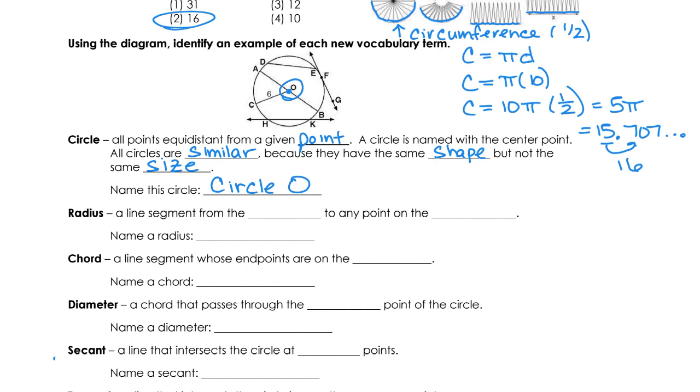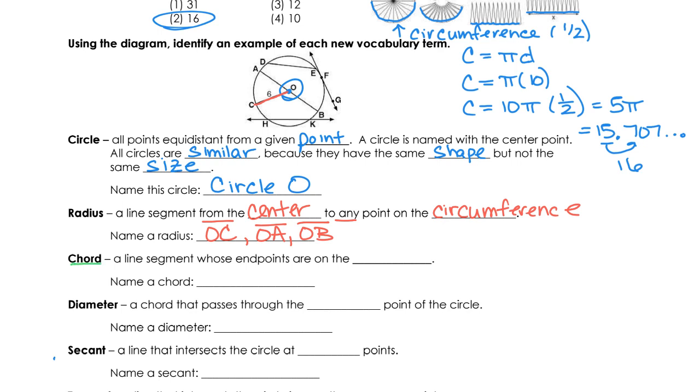We should know already a radius is a line segment from the center to any point on the circumference. In our picture here, we have multiple radii. One of them could be OC, another one could be OA, and a third one could be OB. All of them come from the center O and go to the edge of the circle.